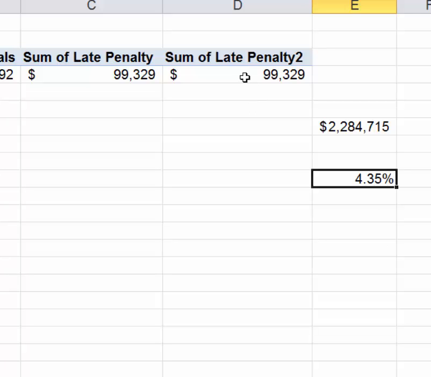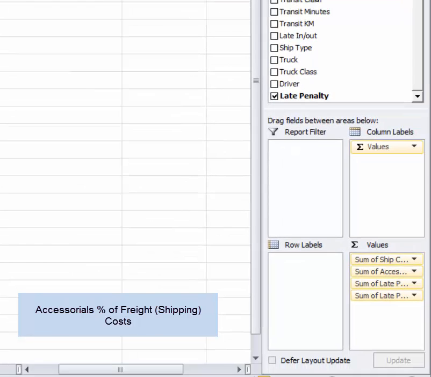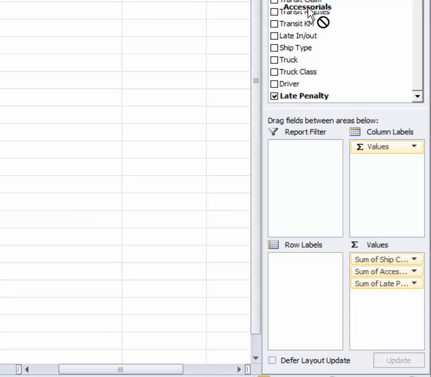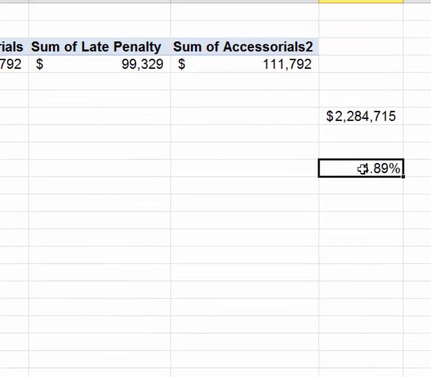Now let's do another one. Accessorials as a percentage of shipping costs. So again, same idea. Let's just put Accessorials in here and do the number. Okay, it's already being done for you. It's always going to be D4 divided by E7, so the answer is 4.89%. And that would be an indicator as to whether you're using your shipping channels efficiently or not.